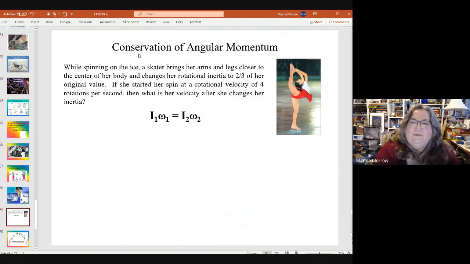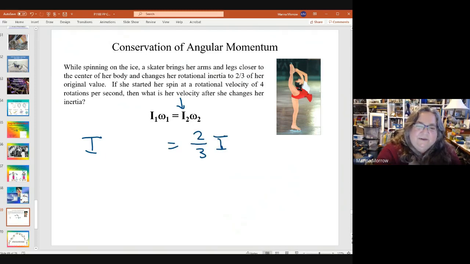Okay, so what we know is that she had some rotational inertia and she's going to decrease it to 2/3 of that original inertia. So we don't know what it is, but we know it's 2/3 of it. And we know that's going to change her rotational or angular velocity. So her velocity was 4 rotations per second.